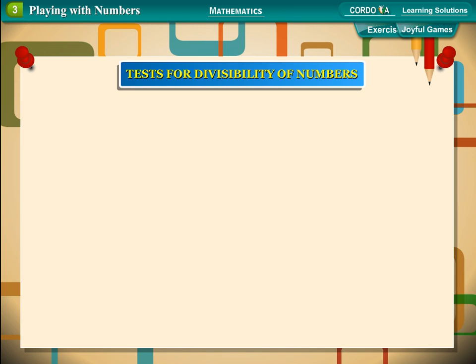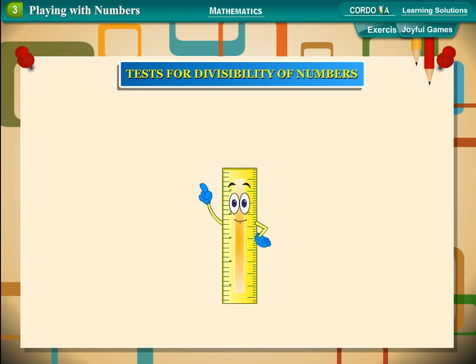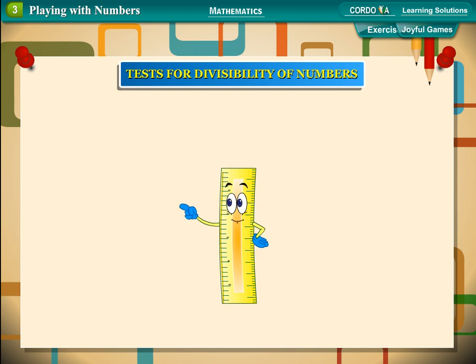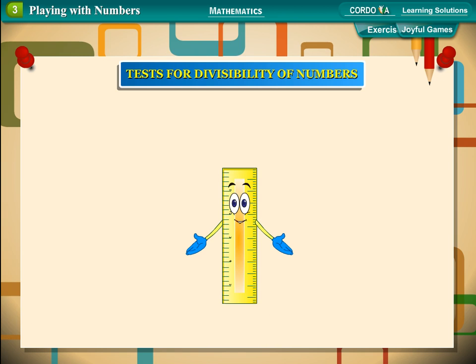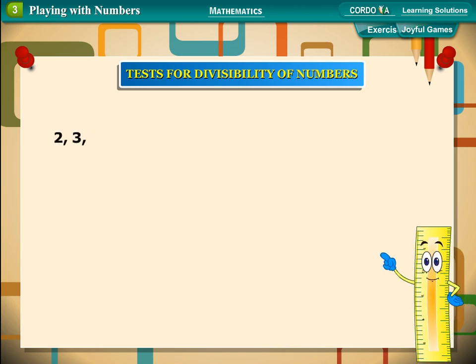Tests for divisibility of numbers. In order to find whether a given number is divisible by another number, we generally perform actual division and see whether the remainder is 0 or not. This procedure is very time-consuming and tedious. There are certain tests for divisibility of numbers, with which one can easily determine simply by examining the digits whether a given number is divisible by any of the numbers 2, 3, 4, 5, 6, 7, 8, 9, 10, and 11.